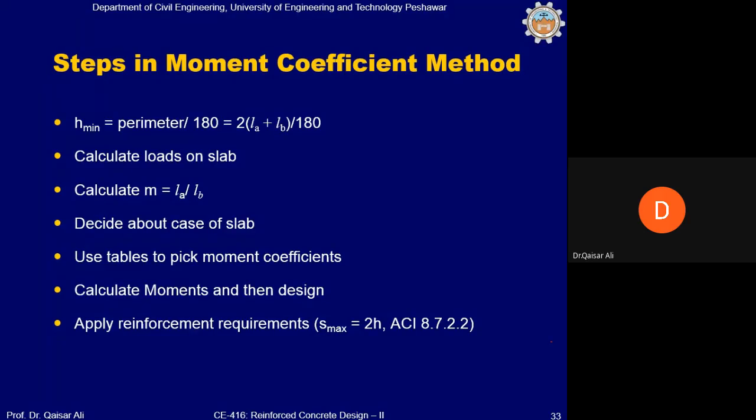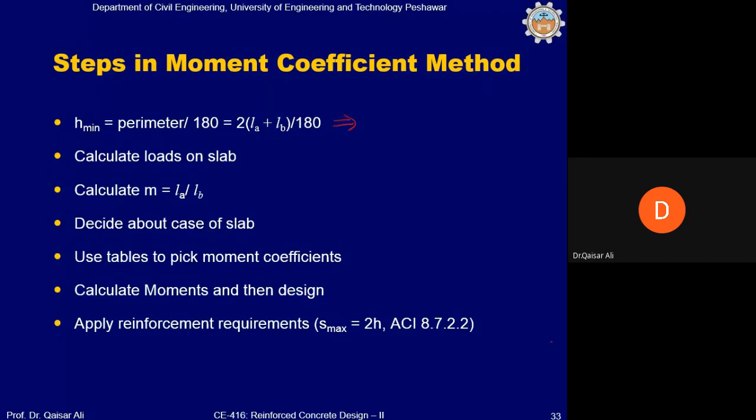These are the steps for moment coefficient method of two-way slab system. So now you can very easily pick the moment coefficients as well as calculate the moment values for two-way slab system. These steps are very simple. First of all, you will calculate the thickness of slab.